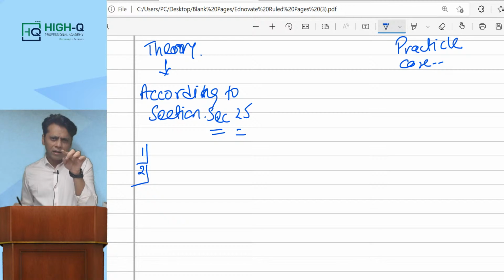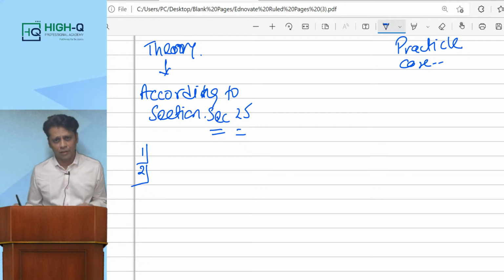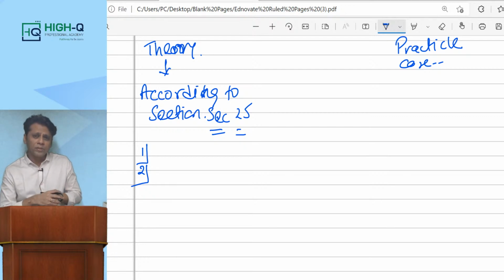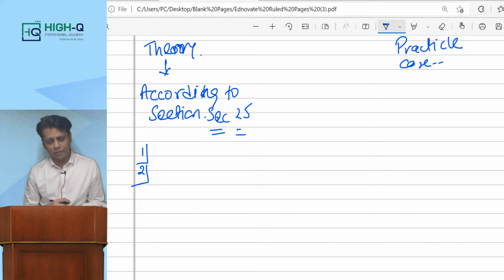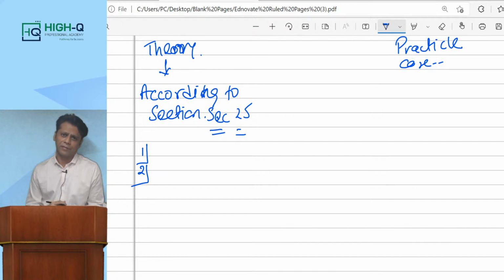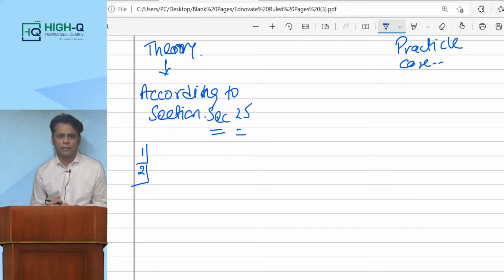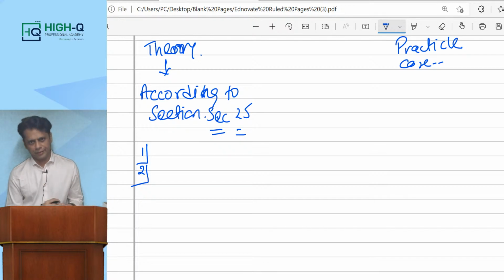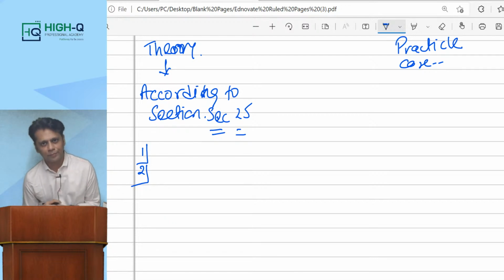Now in this there are 7 exceptions. See, for example, first is out of natural love and affection. Second point is compensation for past voluntary services. Third is time-barred debt. Fourth is completed gift. Fifth is agency. Sixth is bailment. Seventh is charity. Now try to remember these points.